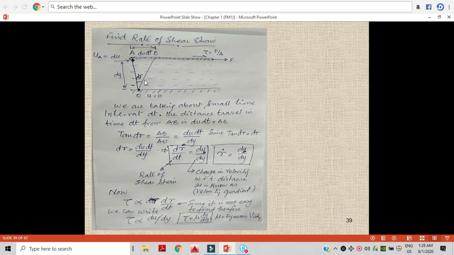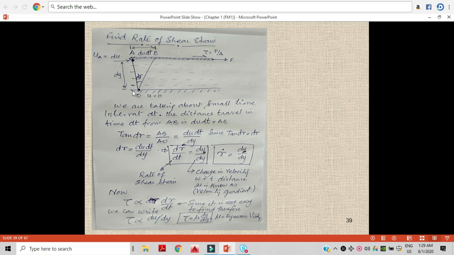There are two plates. There is a bottom plate which is fixed, and there is a movable plate where we apply the force. This is basically a very small element we are considering. In between the two plates we have a fluid, and the depth of the fluid, the fluid thickness, is dy.